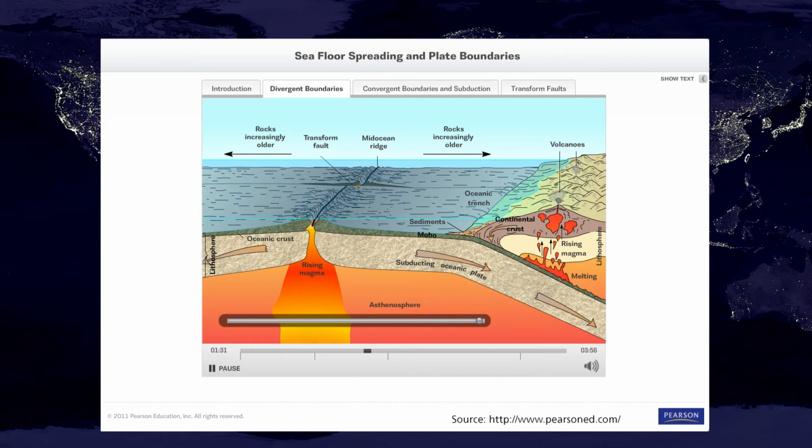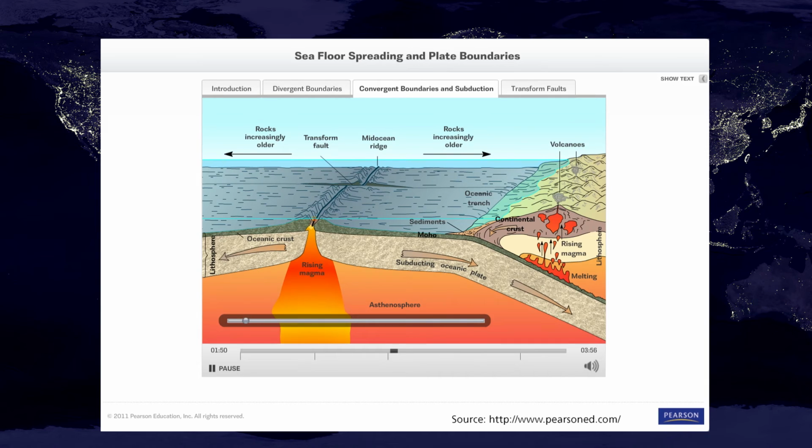As a result of seafloor spreading, the youngest ocean floor is found along the crest of the mid-ocean ridge. At greater distances in either direction from the crest of the mid-ocean ridge, progressively older ocean floor is found. This pattern exists throughout the world's oceans.